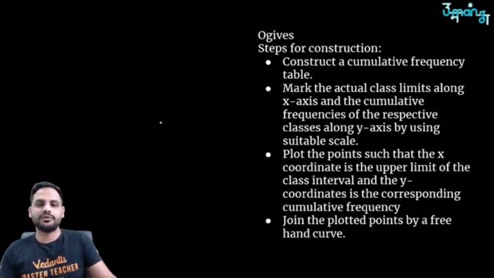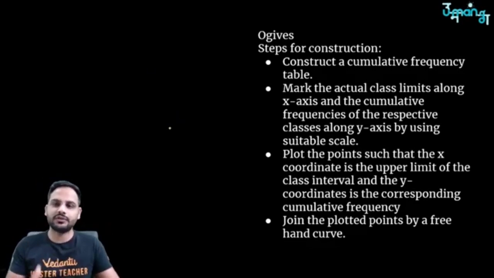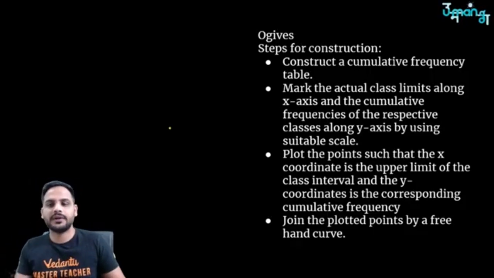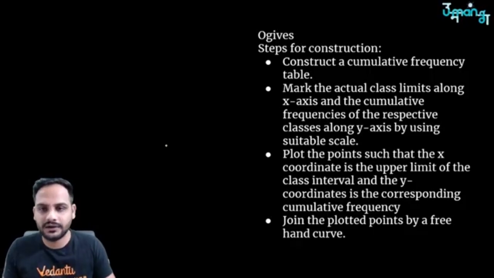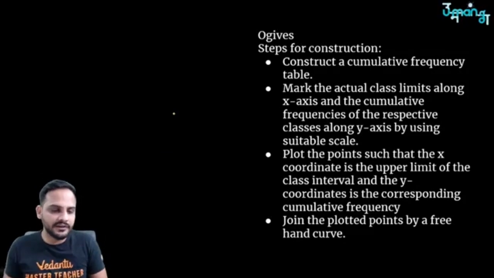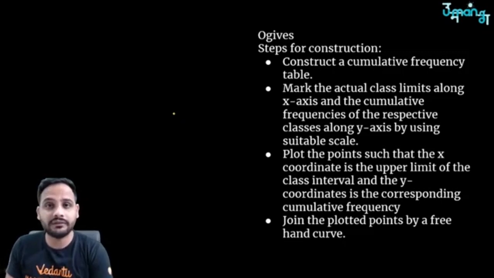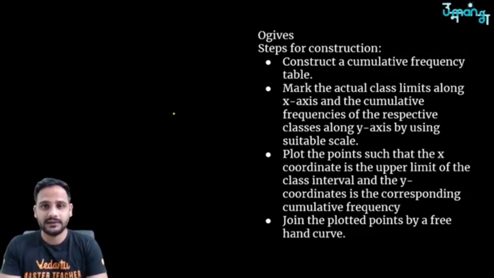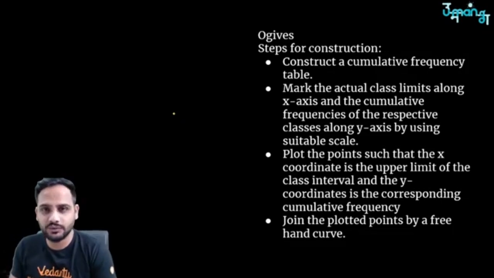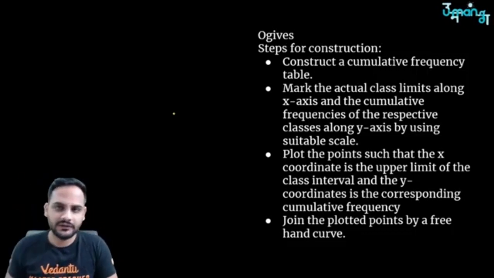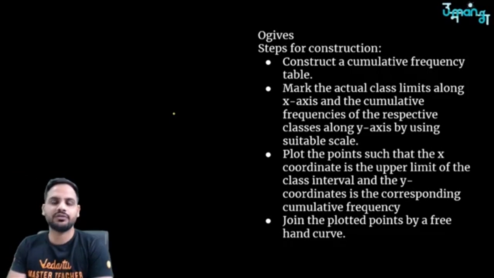For drawing any ogives, we need to draw a cumulative frequency table. If you remember, you learned to draw the cumulative frequency distribution table when we were solving for the median. You keep adding the frequency. So that table we need to draw.